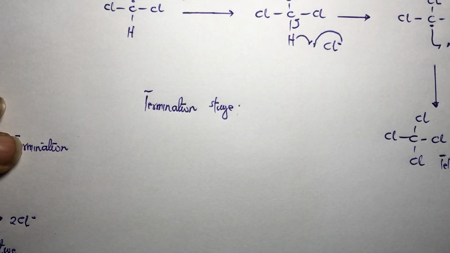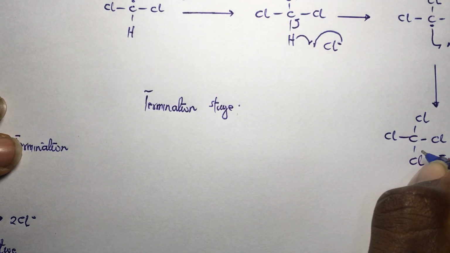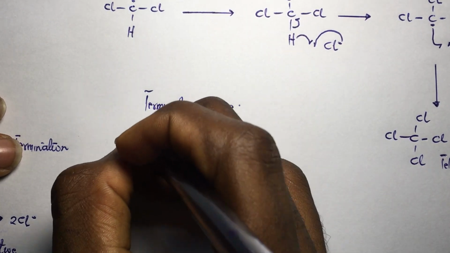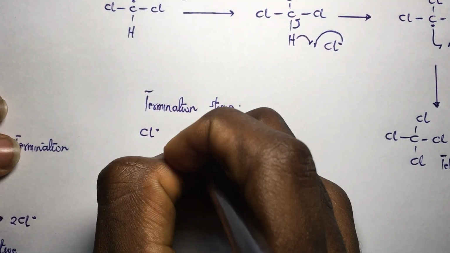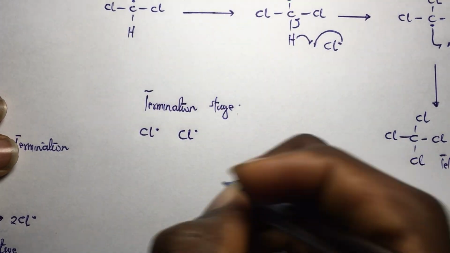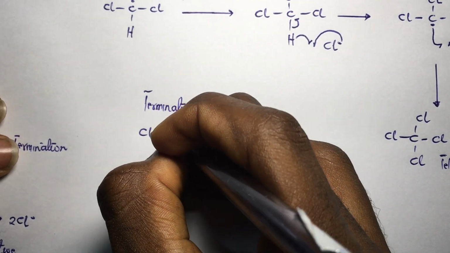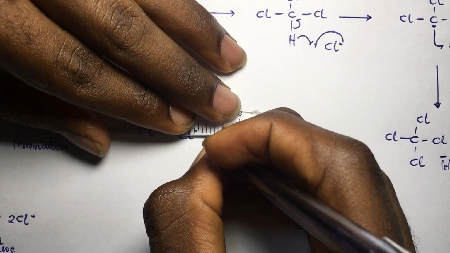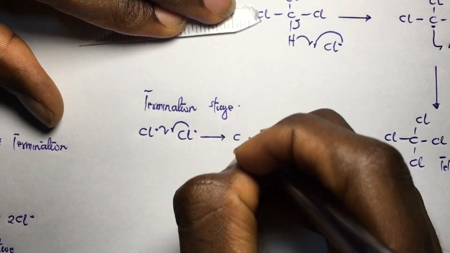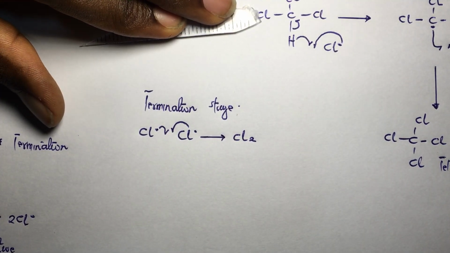Right, for the termination stage, just add any two radicals that you can see. Because here all the hydrogens have been replaced with chlorine, you can just add a chlorine radical and also a chlorine radical. They are not splitting, they are forming the bond. So one will come here, and the other one will also come here, and then they form Cl2. Cl2 is just a neutral species, right?